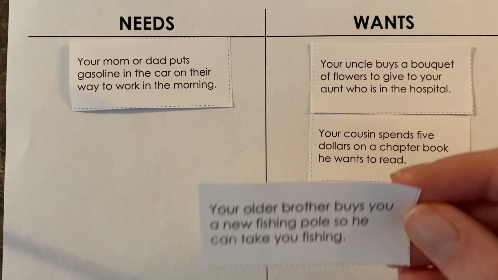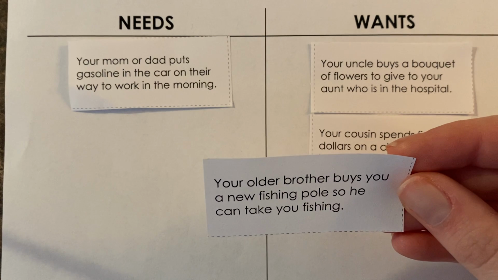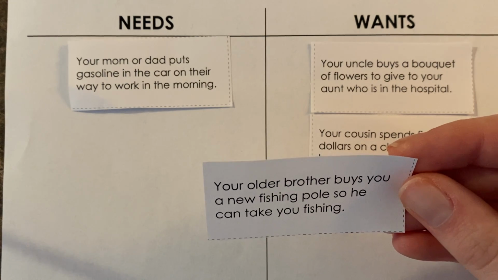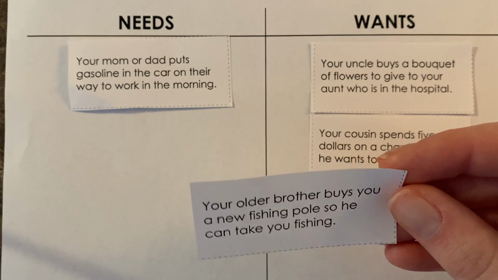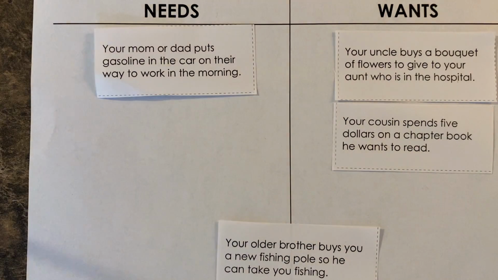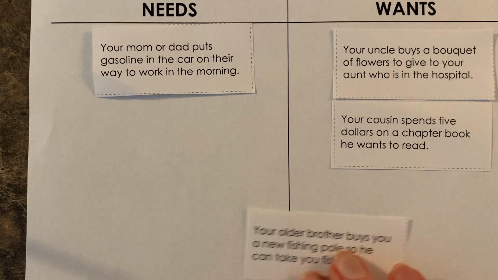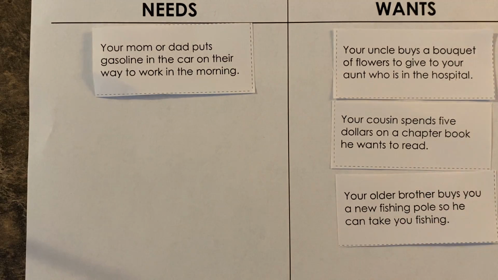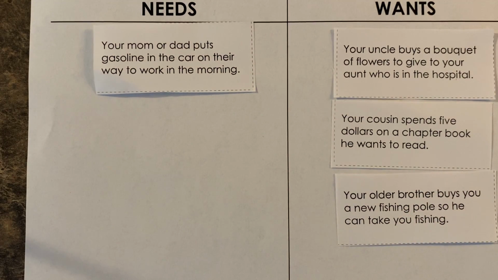All right, next one. Your older brother buys you a new fishing pole so he can take you fishing. It's very sweet. Okay, so a fishing pole. Need or want? Definitely a want, okay? That falls under, that's like a hobby. You don't have to have it to survive.